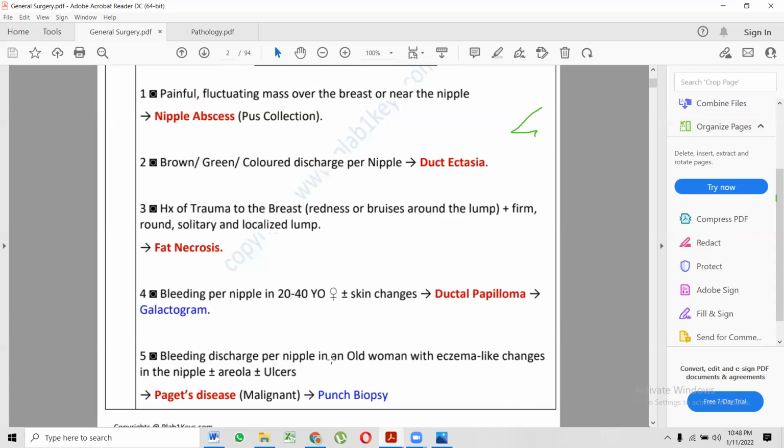So bleeding discharge by nipple in an old woman with eczema-like changes. Eczema-like changes is always Paget disease. Eczema-like changes or ulcers around the nipple or areola, it is Paget disease, which is diagnosed by punch biopsy.